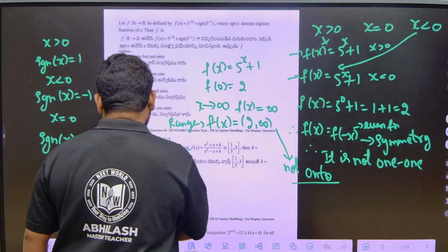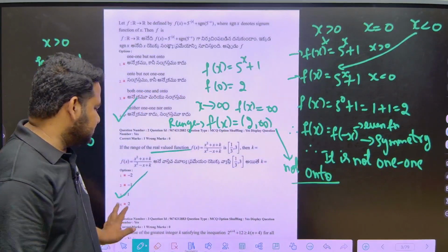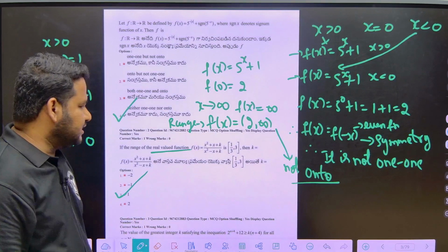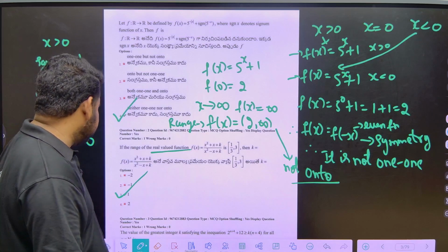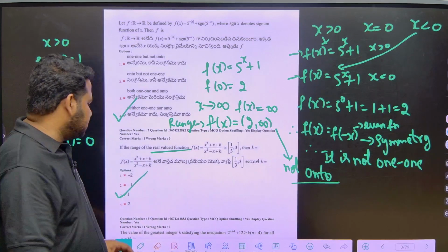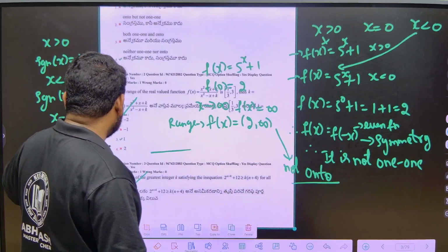That is nothing but option 3. Option 3 is the right answer, friends. Okay, I hope it is clear. Option 3 is the right answer to this question. Now, let us look at the next question.